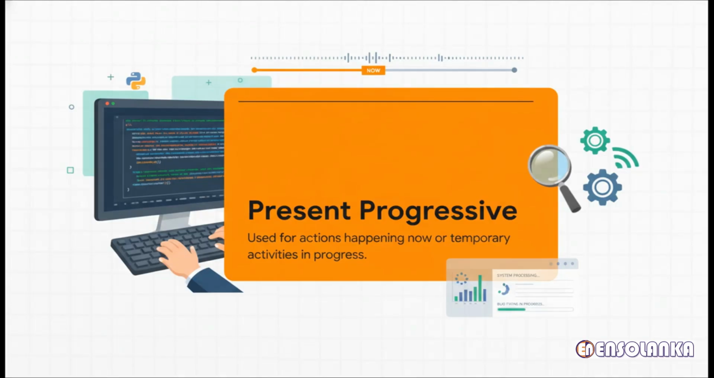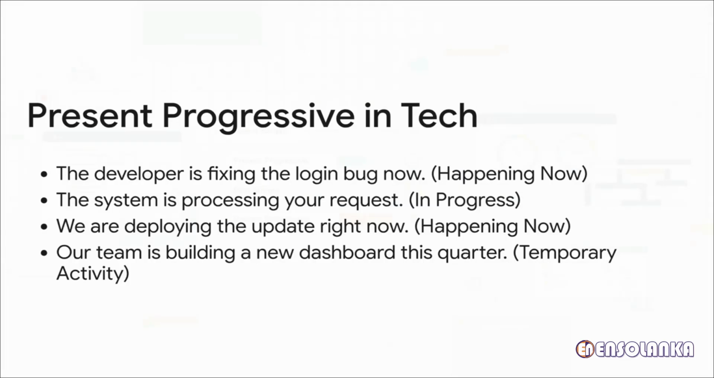And now for its partner, the present progressive. This is your live action tense. You pull this one out when you're describing what's happening right this second, or for those temporary activities and projects that are currently underway. You can feel how critical this is for status updates, right? Telling your team, "I am fixing the bug," communicates immediate, ongoing action. And saying "the team is building a new dashboard this quarter" defines a temporary project. It's what you're focused on now, not a permanent part of your job.